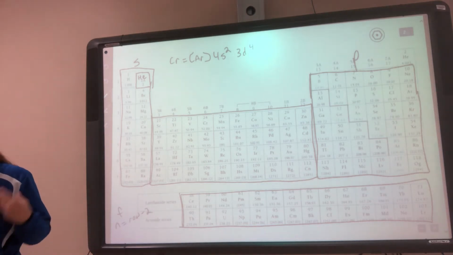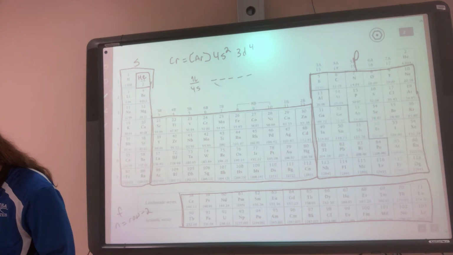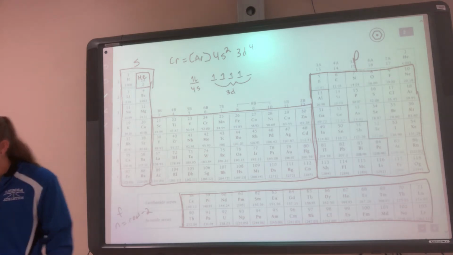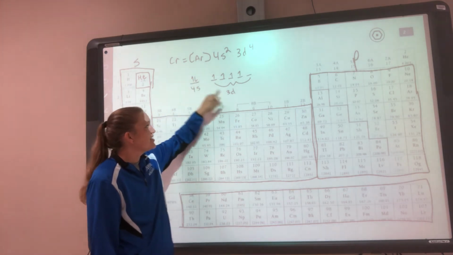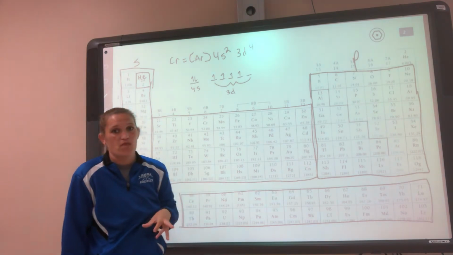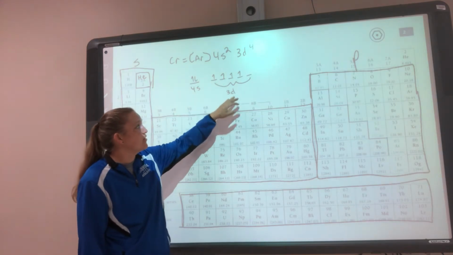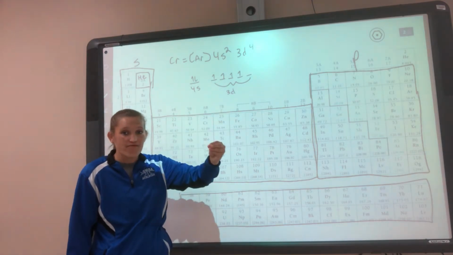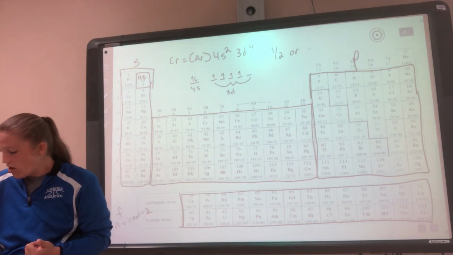Okay, now I'm going to draw the orbital diagram because I think it helps you to see what's happening. So remember, S has one orientation, so it has one line, and then D has 5, so you've got your 5 lines. All right, so let's look here. My S orbital is completely full. My D orbital is only partially filled. So what happens is, if I have a D orbital that's only partially filled, it might want to get to either half full or full. So this only happens if they want to be half or full.